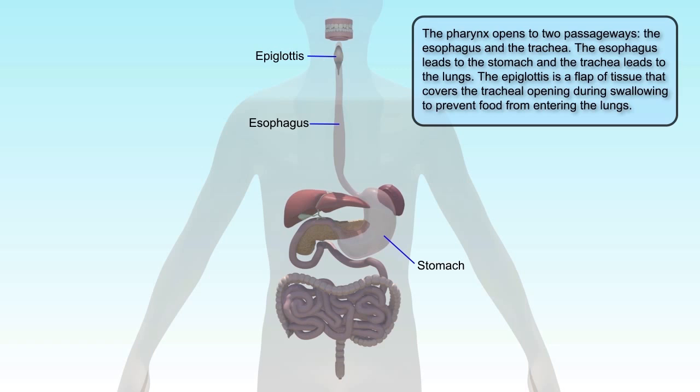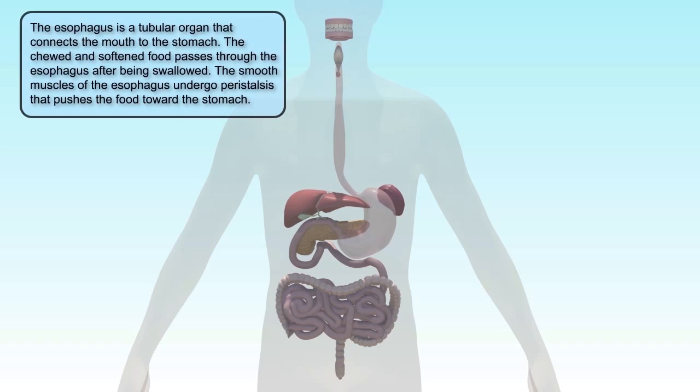The pharynx opens to two passageways: the esophagus, which leads to the stomach, and the trachea, which leads to the lungs. The epiglottis covers the tracheal opening during swallowing to prevent food from entering the lungs. The chewed food, after being swallowed, passes through the esophagus, a tubular organ that connects the mouth to the stomach. The smooth muscles of the esophagus undergo peristalsis that pushes the food toward the stomach.